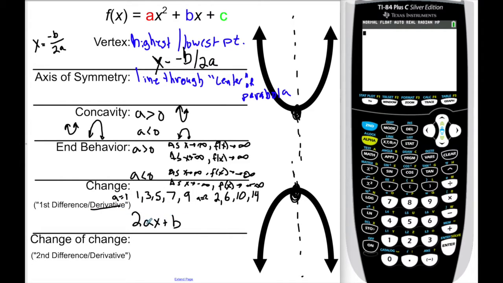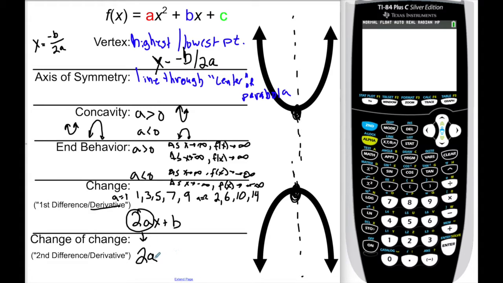But if you look at this, right, this is like a y equals mx plus b. So you can see that it's going to be a linear function. And what is the slope of this linear function? That's how much it's going up by, right? Every single time x goes up by 1, it doesn't matter what b is, this is going up by 2a, right?